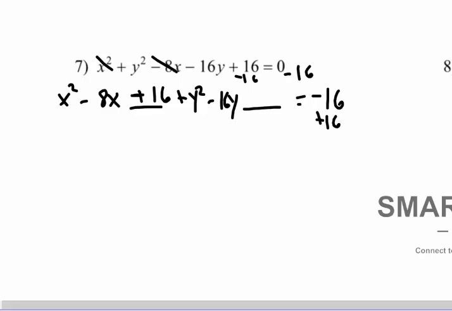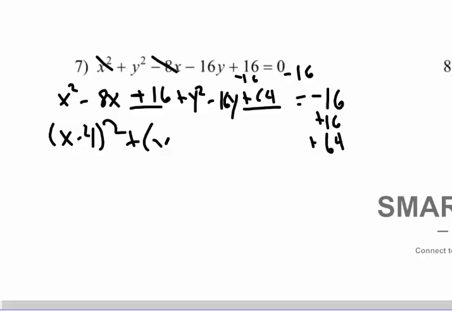And I do the same thing for the y. Half of the negative 16 is negative 8. Negative 8 squared is 64. So I've got to add 64 to both sides. So now I know this factors to (x minus 4) squared plus (y minus 8) squared equals 64. So now we can see the center's at (4, 8), and it has a radius of 8.